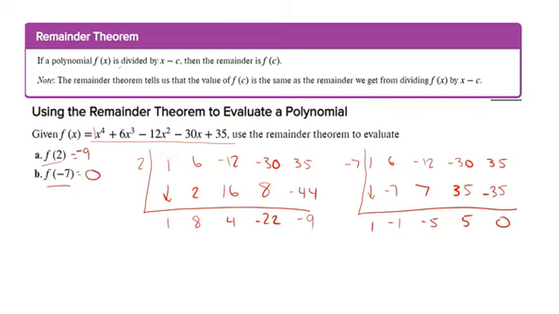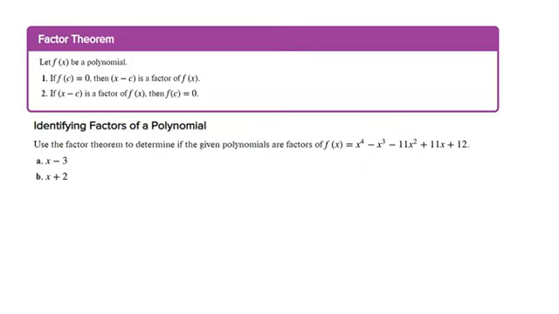This also means that when we divide f of x, this function, by x minus c, so in this case x plus 7, we get a remainder of 0, which means x plus 7 is going to be a factor of this polynomial. And so this is what's known as the factor theorem. If the function value at c is equal to 0, then x minus c is a factor of f of x. Likewise, if x minus c is a factor, then the function value at c is equal to 0.